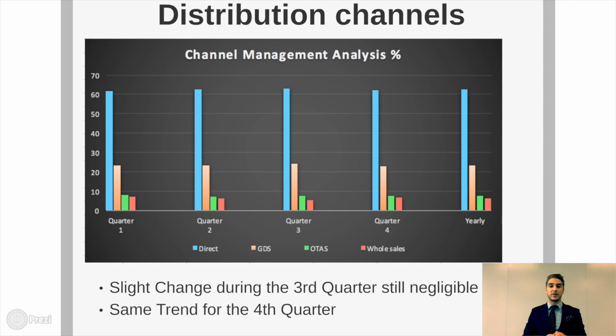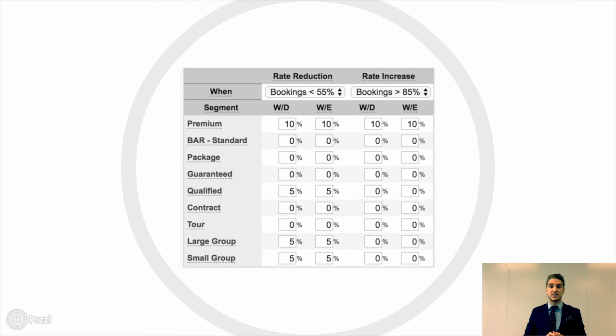However, concerning our rate reduction, we didn't manage to have a proper and consistent strategy in order to capture the most out of it. Therefore, we've decided to leave it more or less the same throughout the entire simulation. We have applied a 10% reduction to premium when booking was below 55% and an increase of our prices by 10% when booking exceeded 85%, both during weekdays and weekends. We also applied a 5% rate reduction for large and small group, as well as qualified guests, in order to boost our bottom line when the occupancy was low.